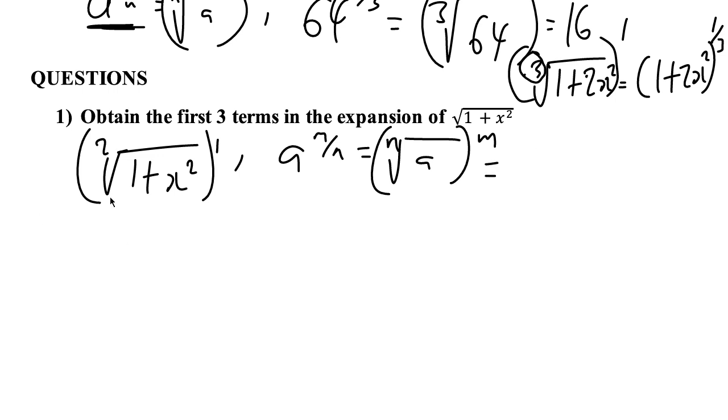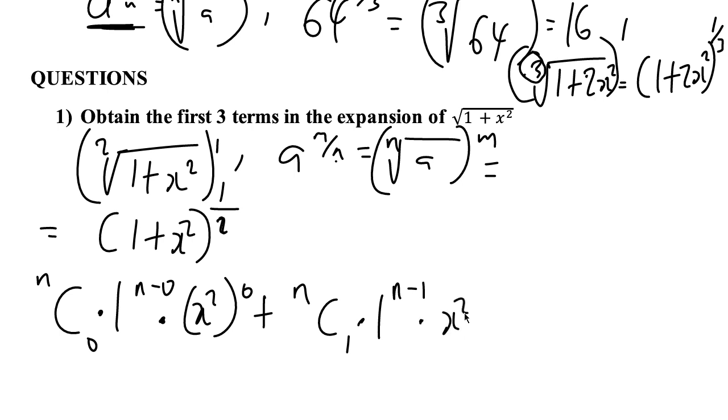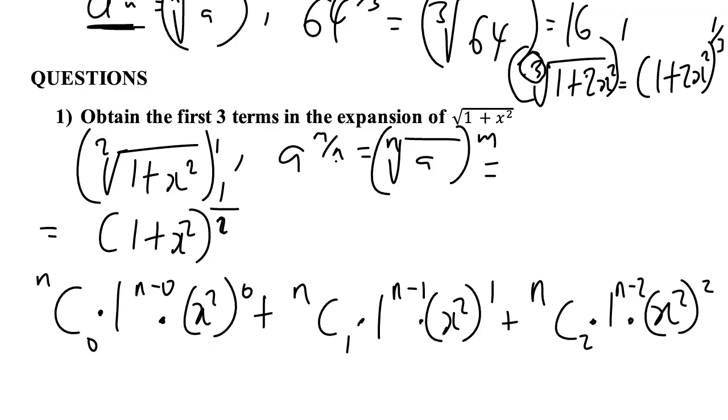So we could write square root of 1 plus x squared as what? 1 plus x squared to the power m, which is what? 1, all over what? n, which is what? 2. That's 1 plus x squared to the power half. So applying the principle, it says obtain the first three terms. The same thing. n combination 0, 1 to the power n minus 0 multiplied by x squared to the power 0. Agreed? Plus n combination 1, 1 to the power n minus 1, x squared to the power what? 1. Plus n combination 2, 1 to the power n minus 2, x squared to the power 2.